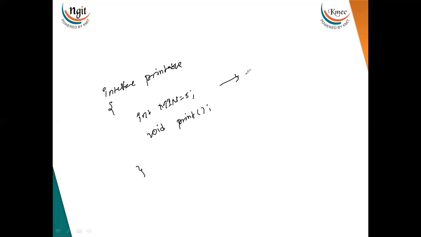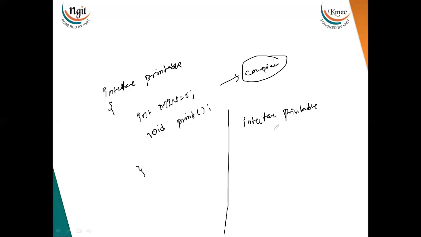Whenever we compile, the compiler will add some parameters to this interface. Sir, what will it add? It will add these parameters because whatever variables and methods you declare within the interface, by default, they are public.